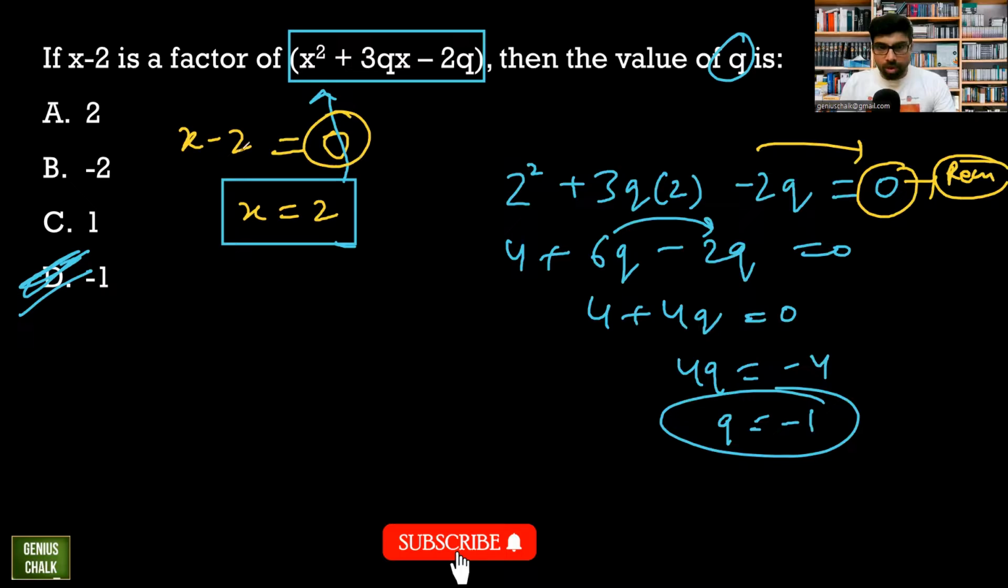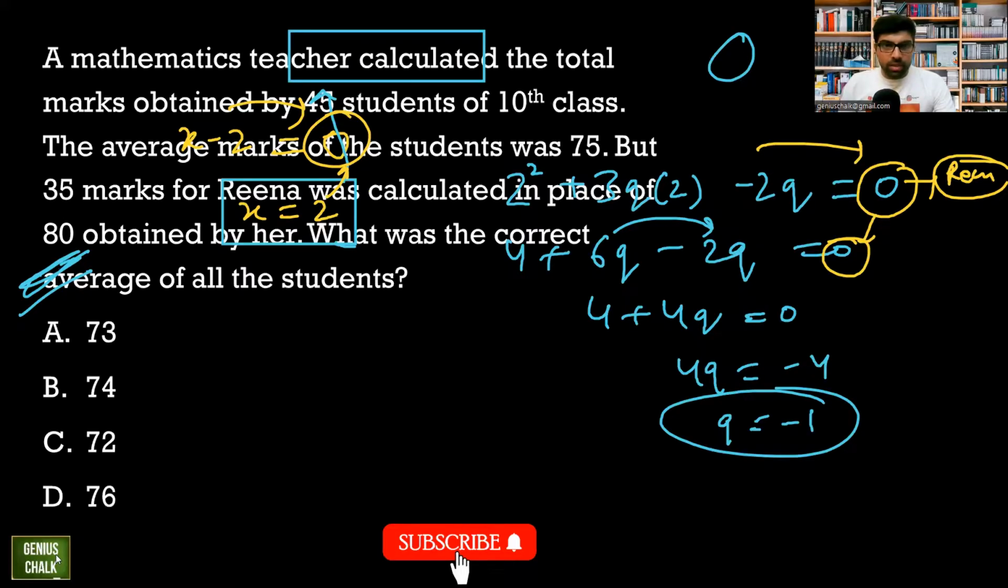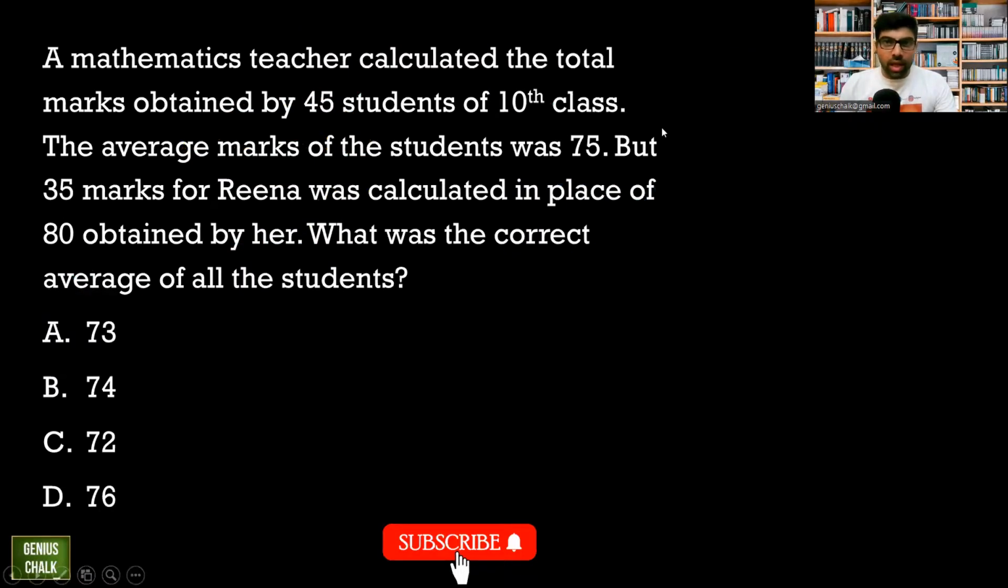That's why this is a factor. That's why it will satisfy. So I have made it equal to 0. If suppose some remainder was there, I could have kept that remainder here, right? So answer is -1. Next, a mathematics teacher calculated the total marks obtained by 45 students of class 10th.